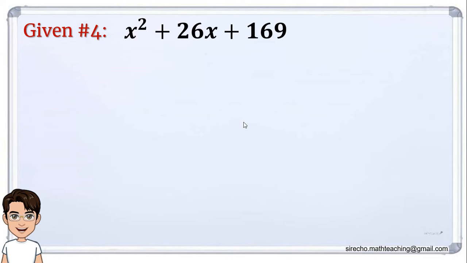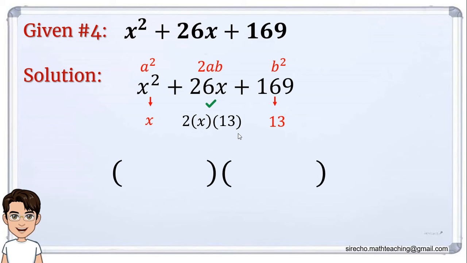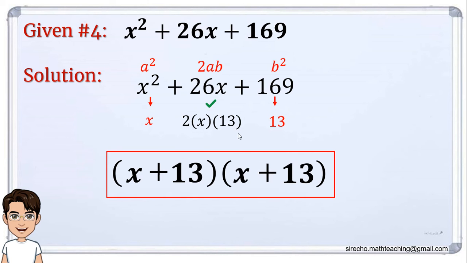So x squared plus 26x plus 169. So ito medyo madali lang. What's the square root of the first and last term? So for x squared, we have x, and for 169, we have 13. And so, check natin ang middle term. 2 times x times 13, and that is 26. Tama. Therefore, ang ating factor is x plus 13, and then multiply to itself x plus 13, and that's our final answer.